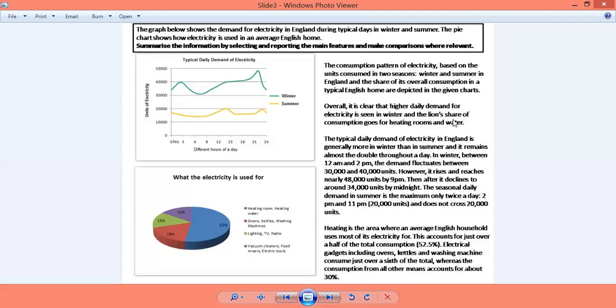अभी जो भी दो paragraphs हैं उसमें आपके comparisons आने चाहिए. डेटा इसमें ही डालने हैं हमें. Right, let us read. The typical daily demand of electricity in England is generally more in winter than in summer, and it remains almost double throughout a day. Here we can see that winter, हमें पहले से पता है कि electricity का consumption winter में ज़्यादा है, almost double than that of summer. जैसे कि यहाँ पे अगर it is between 10,000 to 20,000, तो winter में रहता है 30,000 to 40,000. That is almost double. Right, पहले से almost double पे ही रहा है, which is written over here.